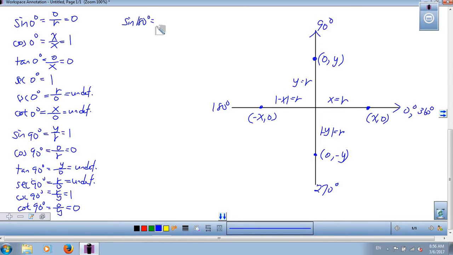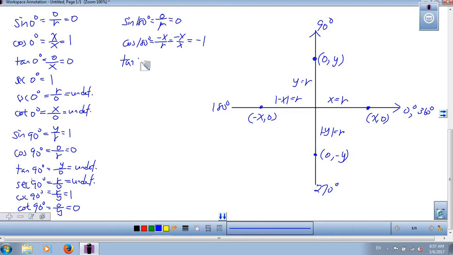Or pi? Okay, sine of pi, sine of 180 degrees is going to be equal to 0 over r. R is the absolute value of negative x, but r is x in this case. The absolute value of negative x is just x, so it's still 0. The cosine of 180 degrees will be equal to negative x over r. Well, r is x, so negative x over x becomes negative 1. So there's a major difference here. Cosine of 180 degrees is negative 1.